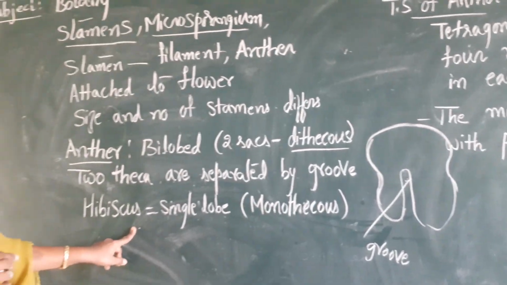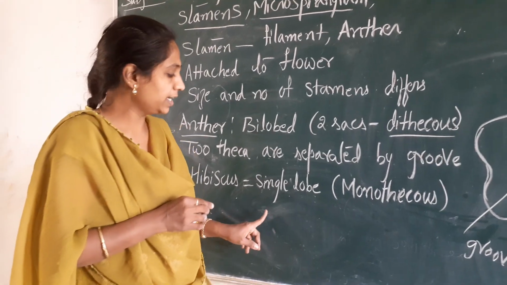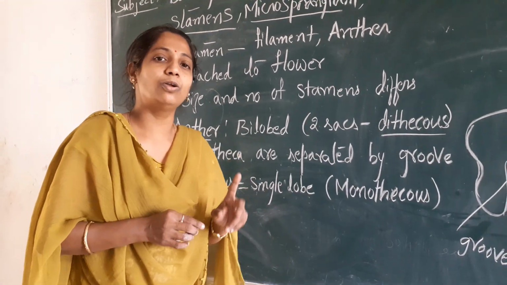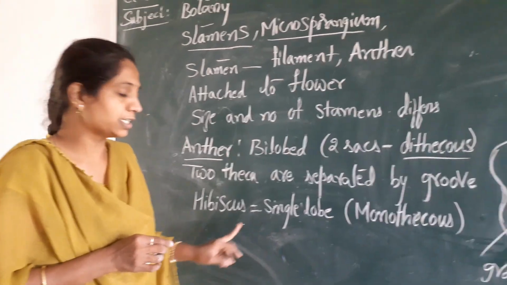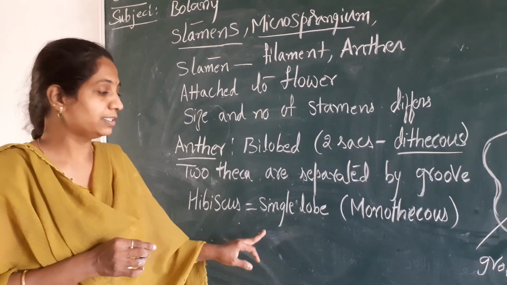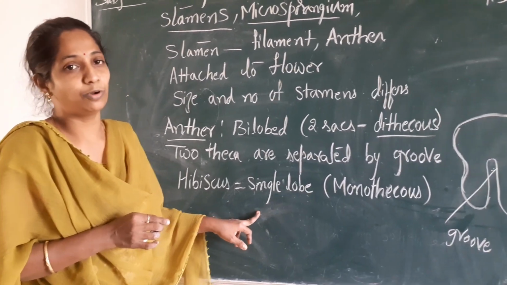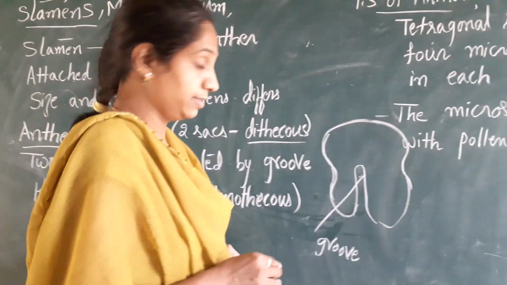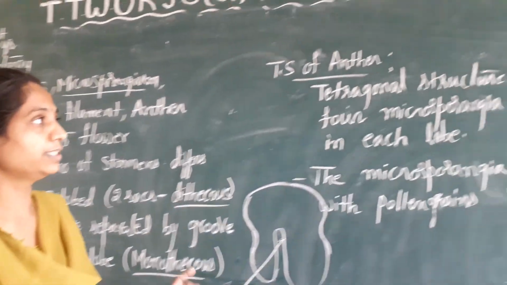The example of a hibiscus flower, if you see, is known to contain a single lobe. To see whether it has a single lobe or bilobe, you require a microscope, because the hibiscus flower pollen grains are very small in size, you cannot see the lobes with your naked eye. Anther. If one lobe is there, you use the term monothecous.